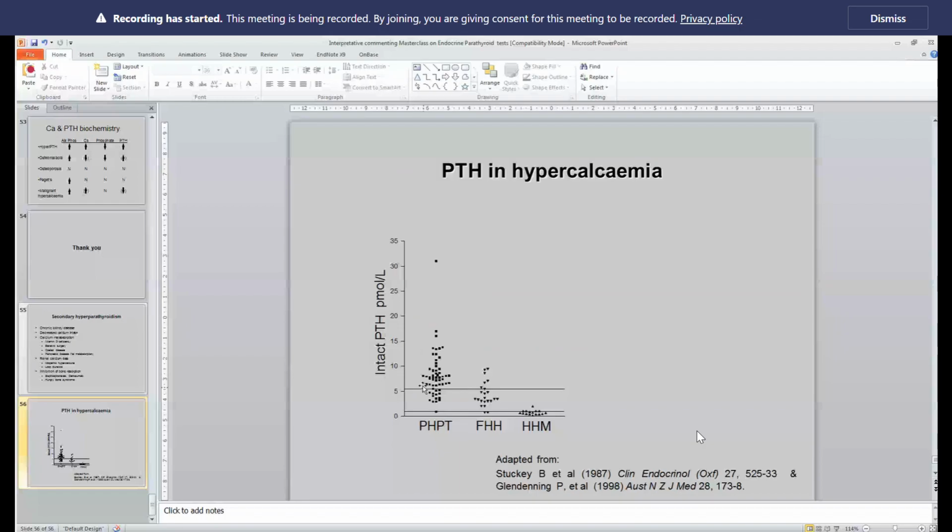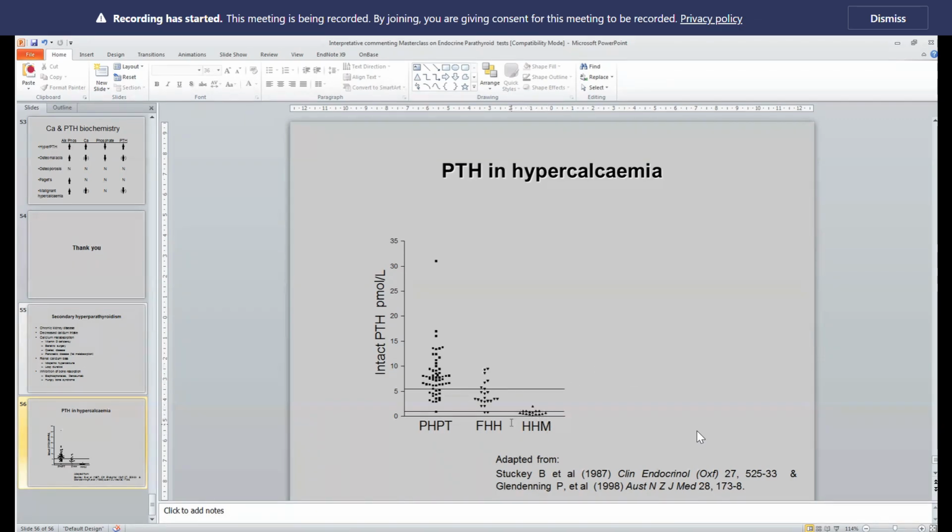Okay, this is just one last slide I had as a backup. These are the PTH levels that you see in three conditions that can cause hypercalcemia. In primary hyperparathyroidism, PTH can be in the upper half or upper two-thirds of the reference interval or raised. And this one point, which is above 30, might be, in fact, possibly parathyroid carcinoma. Not necessarily, but you need to look out for it.